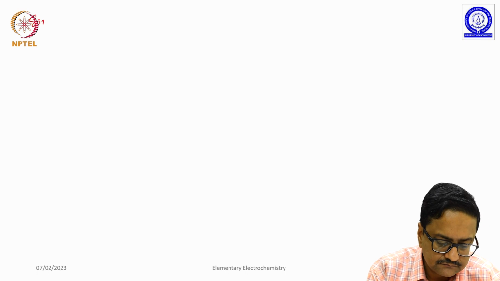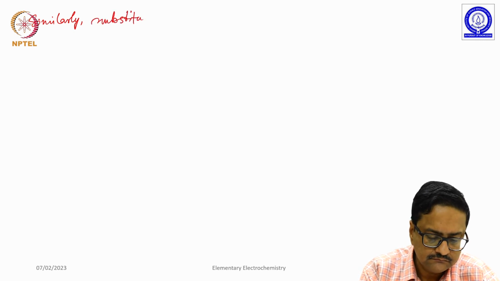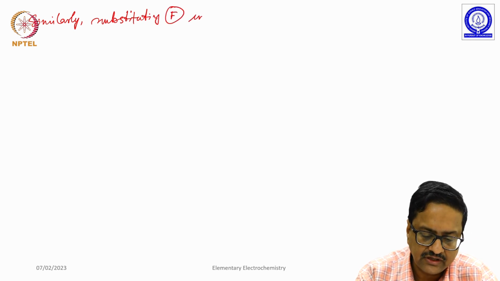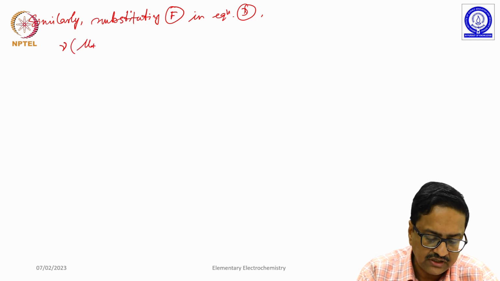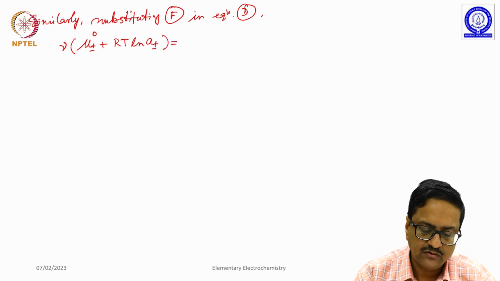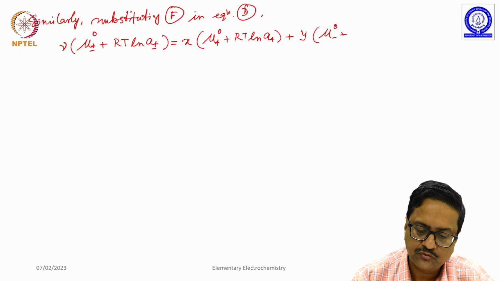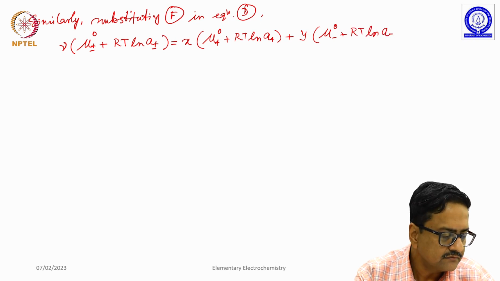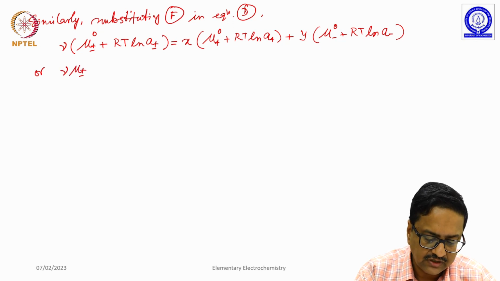So, similarly, substituting the equation F in equation D, one can write nu into mu plus minus 0 plus nu RT ln a plus minus equal to x into mu plus 0 plus RT ln a plus, plus y into mu minus 0 plus RT ln a minus, correct, or mu plus minus 0 plus, nu, I can take it up.